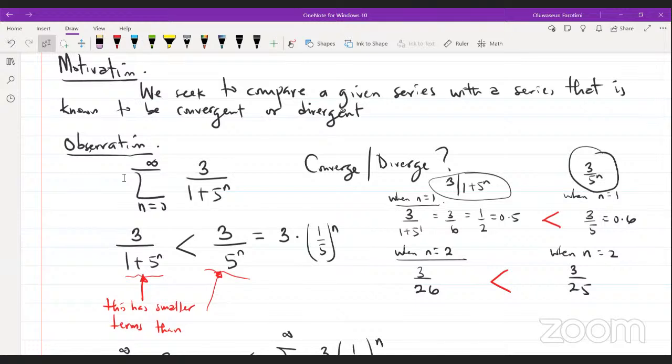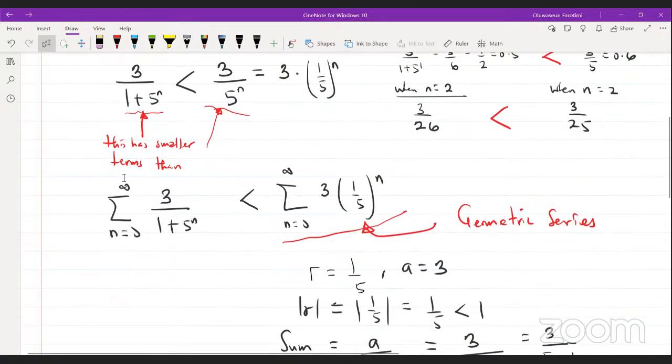And what's the first comparison we can make? 3 divided by 1 plus 5 to the power of n is actually less than 3 divided by 5 to the power of n. And by the time I put in my summation sign, we have this kind of inequality, where on my right-hand side, I have a geometric series. Being a geometric series, I can determine if it converges or diverges. I'm lucky in this case that my geometric series actually converges. Since it does converge, I can then conclude that the original series is convergent.